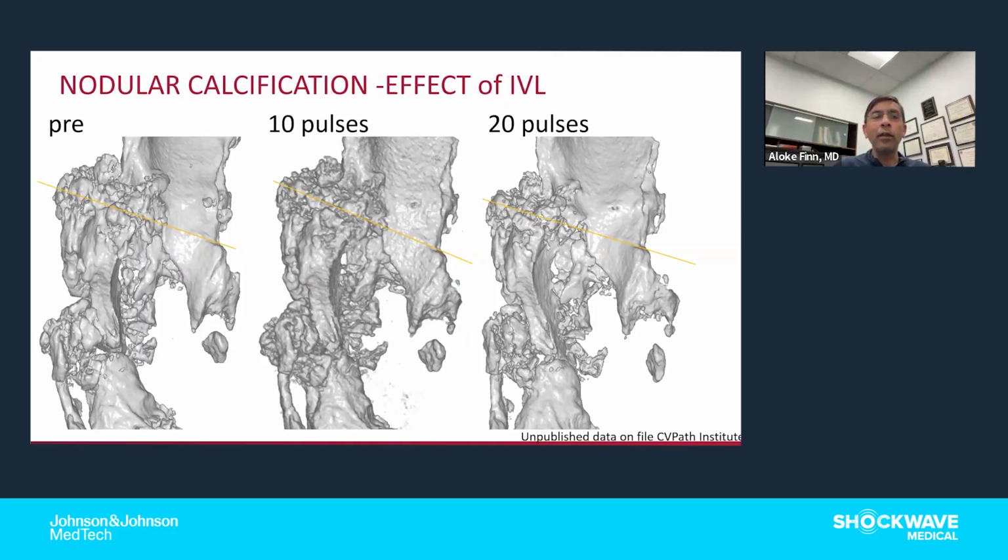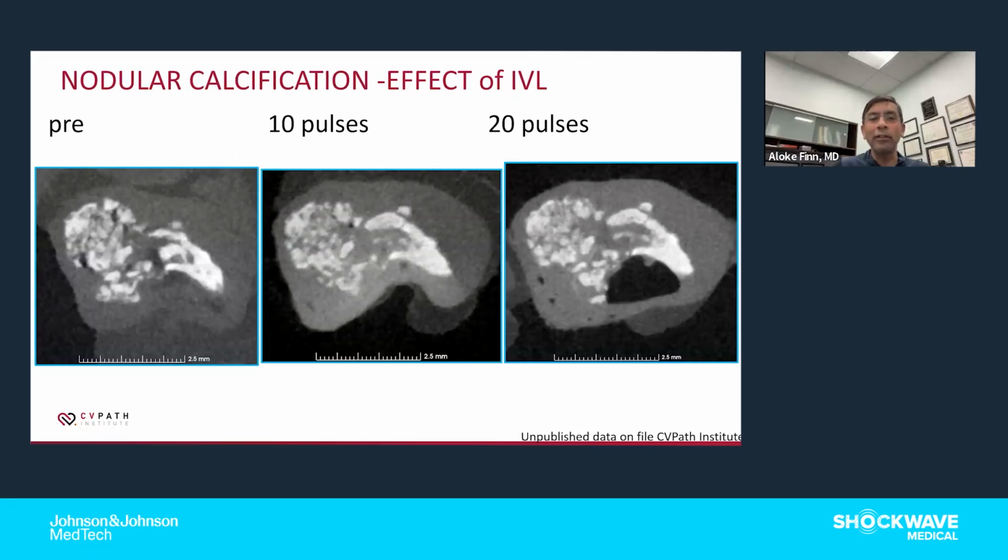Now, I don't think we have good data in humans about how IVL affects nodular calcification. You can see here I've shown you micro CT pre, 10 pulses, and then 20 pulses in. And I want to show you more clearly on the cross sections what IVL does. You can see pre, there's lots of nodules in this lesion cross section. IVL essentially breaks those nodules into smaller and smaller pieces as you deliver more and more pulses. So IVL has an effect, as I've shown you previously, on sheet calcification, but also in this brief work, which will be published later, on nodular calcification as well.